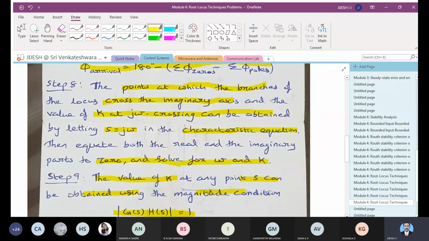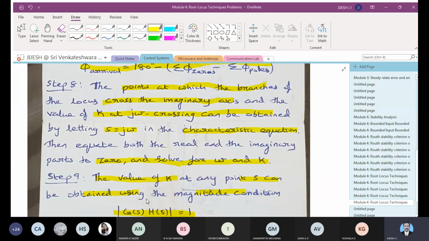Okay. So I will wind up for today. That's all for today, all the steps. I will just summarize. First, we have found the poles and zeros. We have also seen how many poles and zeros are there, and based on that, the number of branches will be decided. Then you have seen how the centroid is calculated, and then asymptotes are plotted, and at which angle the asymptotes are there. You have also seen the breakaway point, break-in point, angle of departure, all those things.